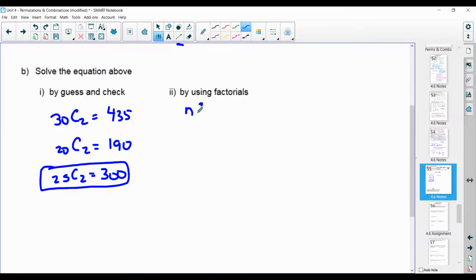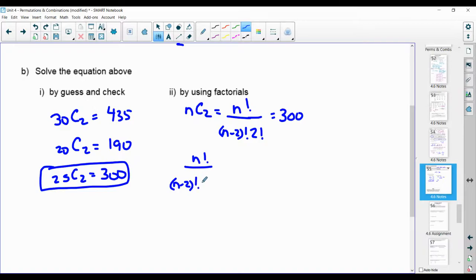So n choose 2 is n factorial over n minus 2 factorial times 2 factorial. And we know that that all equals 300. So we've got n factorial over n minus 2 factorial times 2 factorial equals 300. So the first thing we're going to do to solve is multiply both sides by 2 factorial. And so that then gives us n factorial over n minus 2 factorial equals 300 times 2 factorial, which is 600.